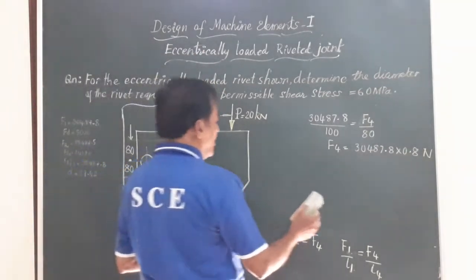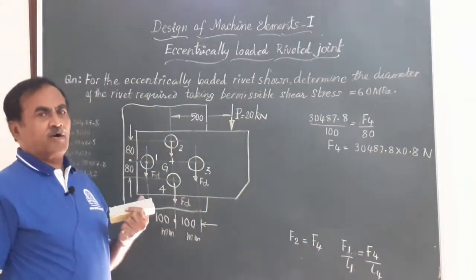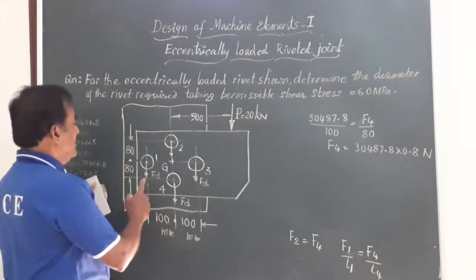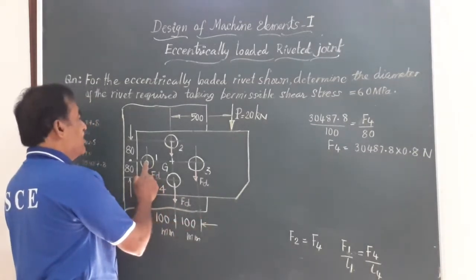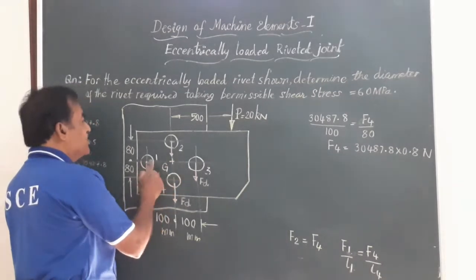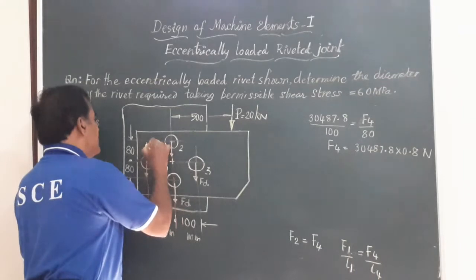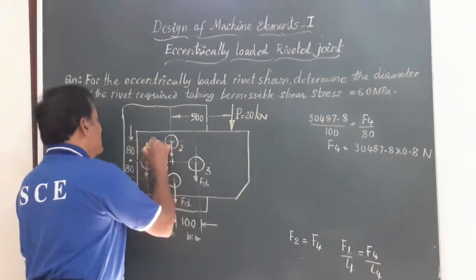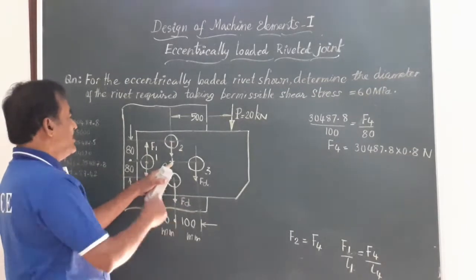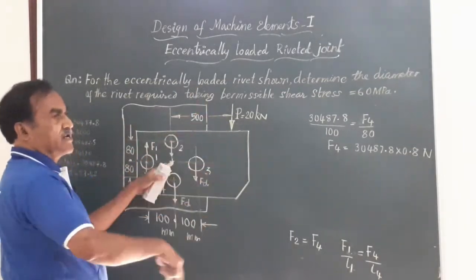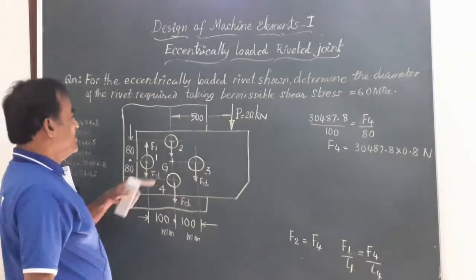Now let us plot all these secondary loads at the respective points. Now friends, this F1 acts at rivet number 1, and it is going to be perpendicular to this L1 so as to produce a clockwise moment. So this F1 should act upwards, because about G, F1 should give a clockwise moment, because P is giving a clockwise moment about G.